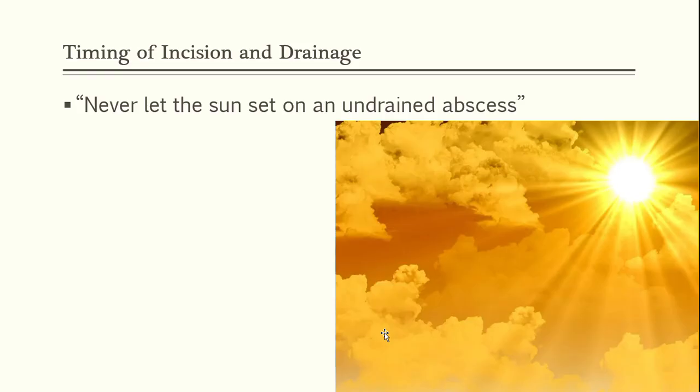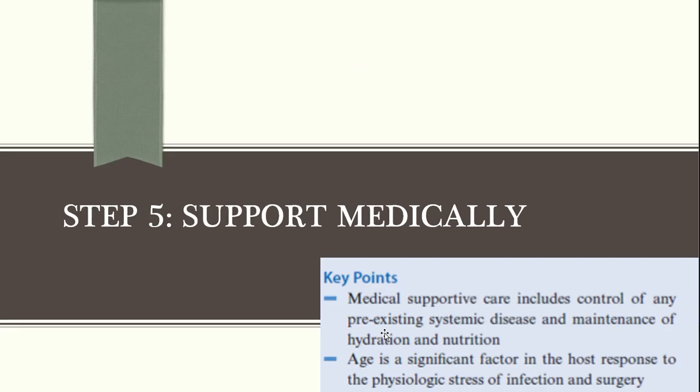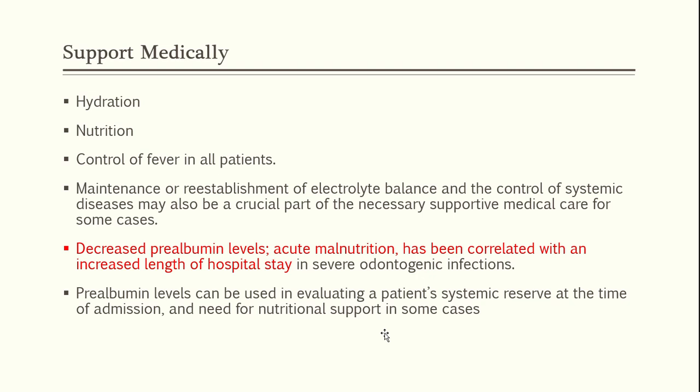Now, when do we do the incision and drainage? Once we find pus. We never let the sun set on an undrained abscess. We need to do incision and drainage once we find an abscess. Then we need to support the patient medically: hydration, nutrition, control of fever. We need to give the patient fluids to replace the missing fluids. We need to give him good nutrition so the patient can get back his strength a little bit. And albumin and pre-albumin need to be corrected.